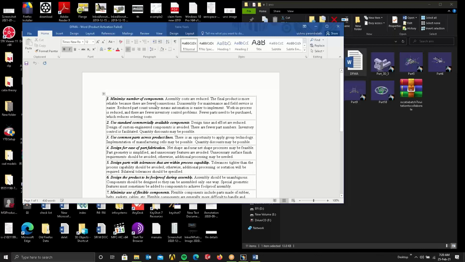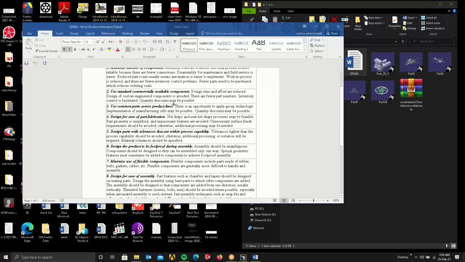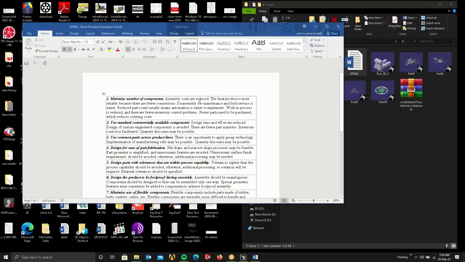So minimize the number of components. What are the things to be considered? Assembly costs are reduced. The final product is more reliable because there are fewer connections. Minimize the number of components used in the design, so you don't have to do a large number of assemblies for developing a product. You should minimize the number of components used for the manufacture.